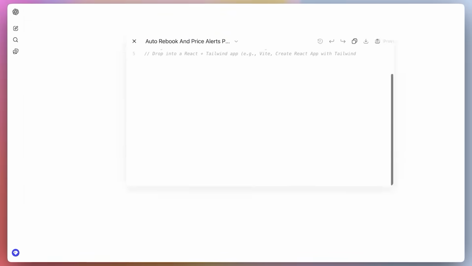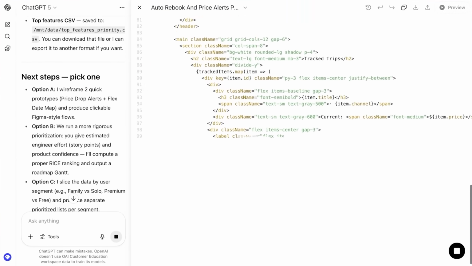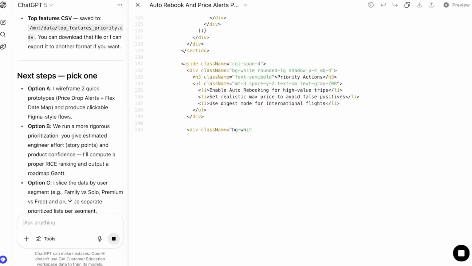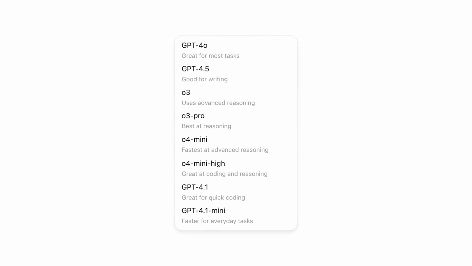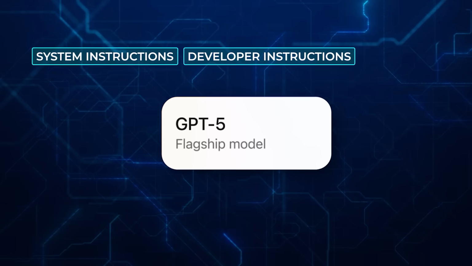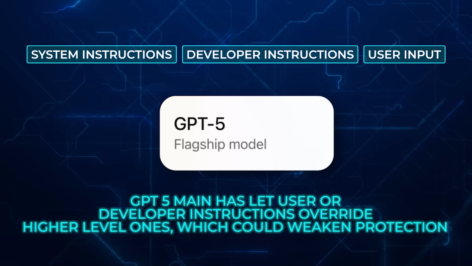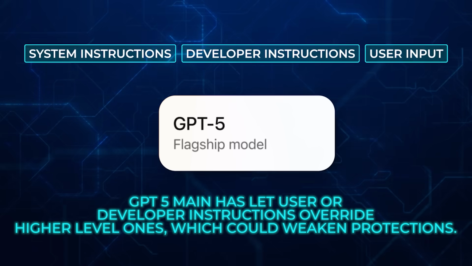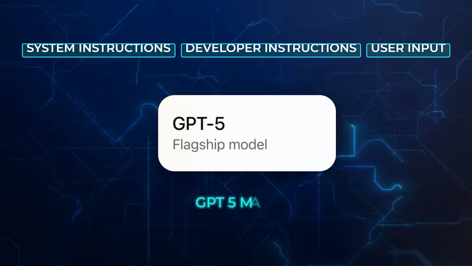Other safety notes? It still blocks most dangerous or disallowed content, but in long, complex conversations, bad responses can occasionally slip through. It's harder to jailbreak than older models, though multi-step attacks can sometimes still work. There's still a defined instruction hierarchy. System instructions, then developer instructions, then user input. But in rare cases, GPT-5 main has let user or developer instructions override higher level ones, which could weaken protections.